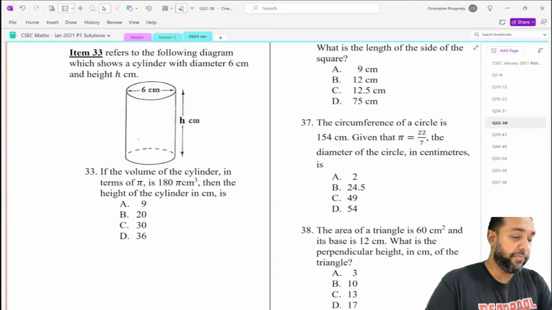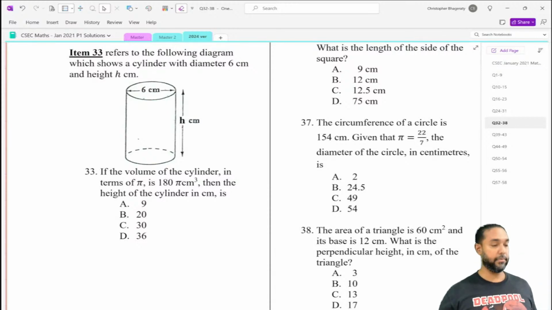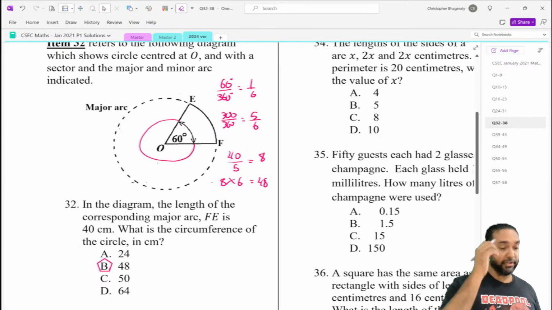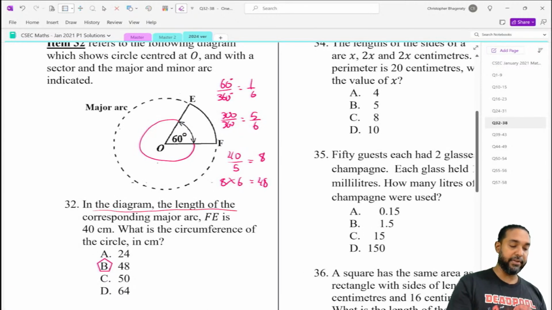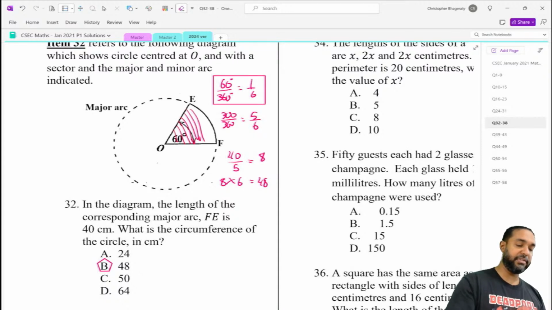All right, item 33 refers to the following diagram, which was a cylinder. Could we go over 32 again? Right. So with 32, they tell us that in the diagram, the length of the corresponding major arc is 40. So the major arc is this part here, right? Now the angle they gave us was in the minor sector. So that's 60 degrees. So we put 60 over the total number of degrees in a circle, 360, and got 1/6. So this small piece here corresponds to 1/6 of the whole circle. You okay with that piece?